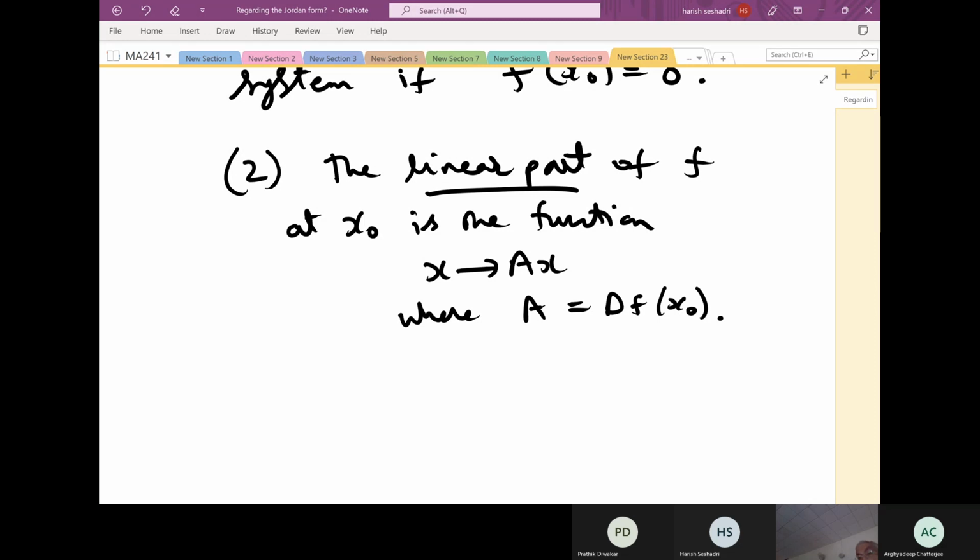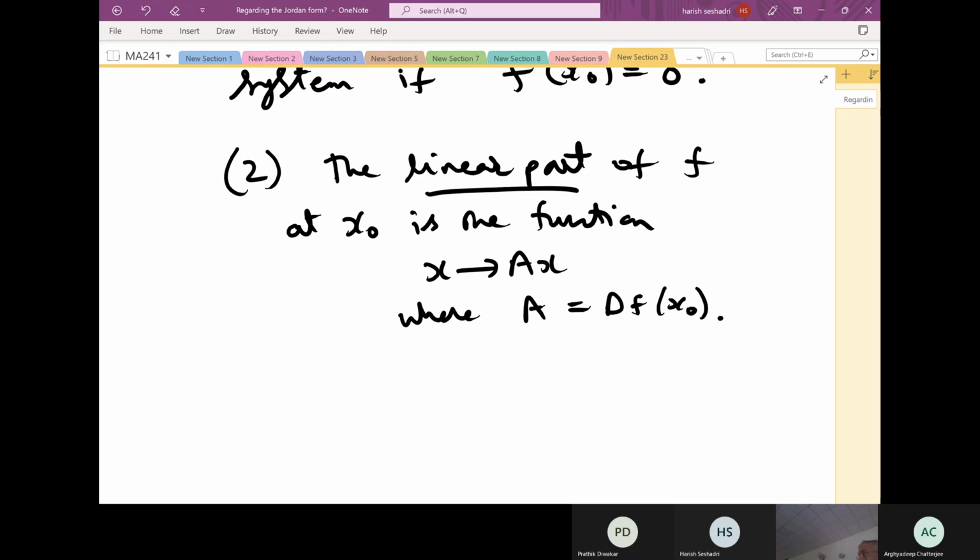So the linear part of a function f is Ax, is what I'm saying. So Ax, where A is the derivative of f at x naught. So why would we call this the linear part of f? Well, it comes from Taylor series, that's all.